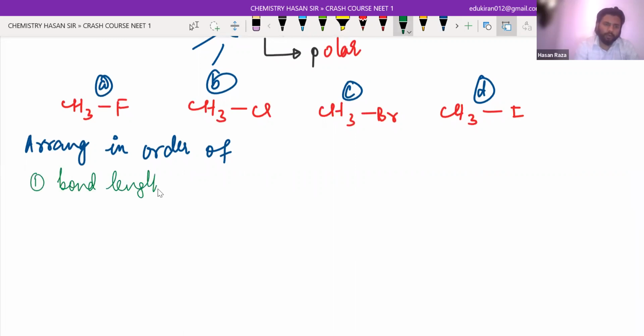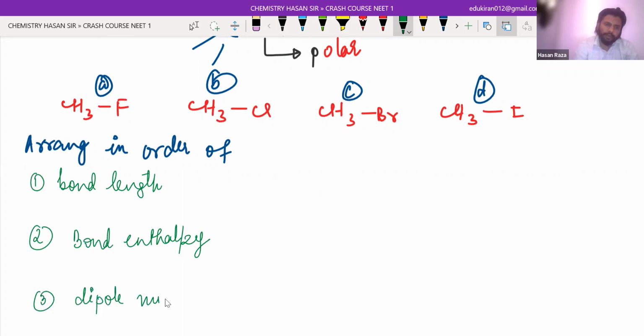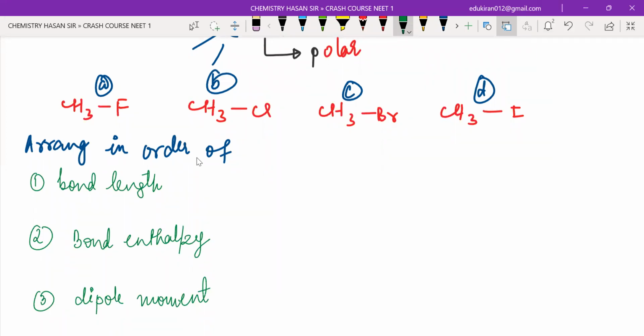Then you are going to write in order of bond enthalpy or bond energy. Then you are going to write the order of dipole moment. So if you have revised, you can easily do this. This question is absolutely from NCERT. And I think you can do this. Please do it.